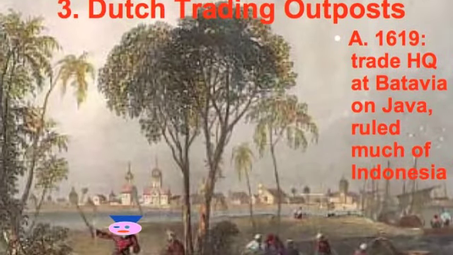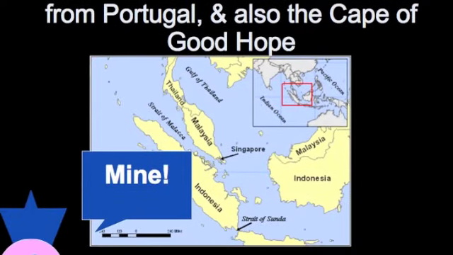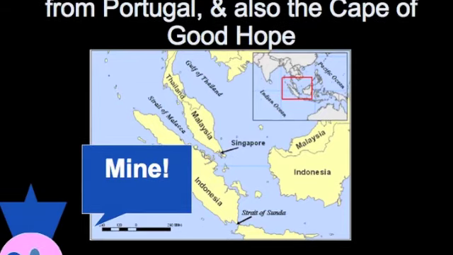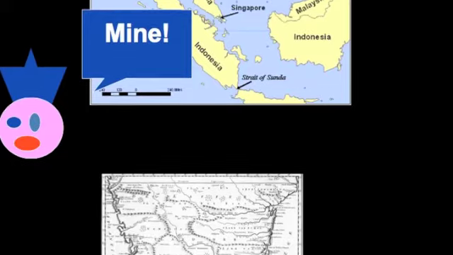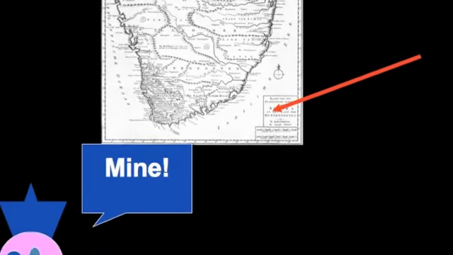So the Dutch now had trading outposts, like on the island of Java in Indonesia. And then the Dutch got control of the Strait of Malacca from the Portuguese. And now the Dutch also controlled the Cape of Good Hope on the southern tip of Africa, which is why you have a lot of Dutch speakers or Afrikaners who settled in what is now South Africa. We'll learn more about that when we do the Age of Imperialism. So there's the Cape of Good Hope. That's the southern tip of Africa, right?